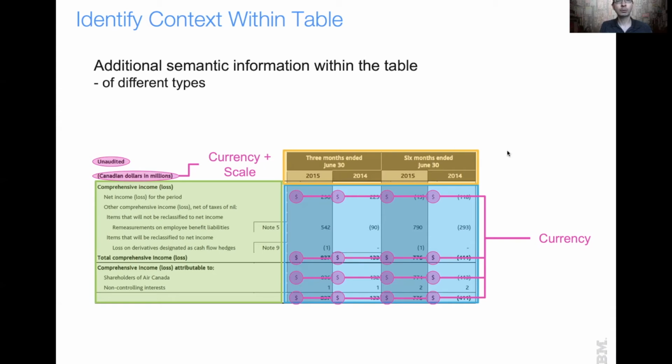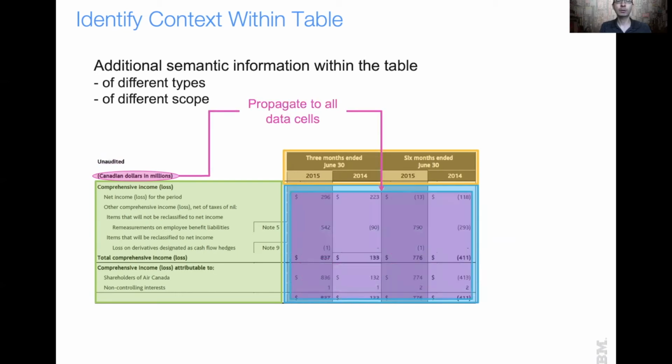So the first important thing is we have information of different data types. And the second is that this information may also have different scope. Let me explain what I mean by scope. Let's take as example this cell at the top left corner, which contains information about both currency and scale. Even though it appears in the top left corner of the table, semantically, it applies to all the data cells because it describes that all of these values are actually Canadian dollars in millions.